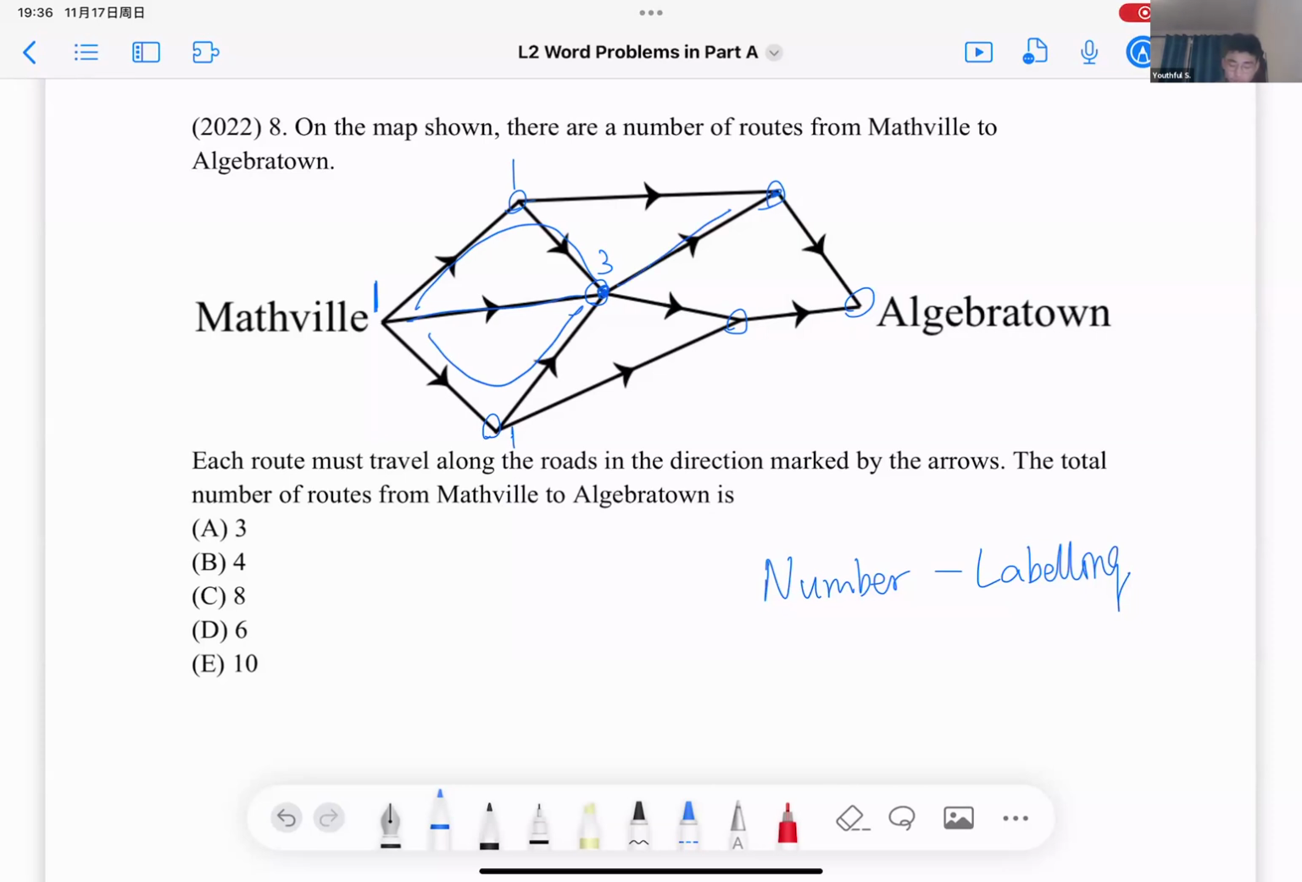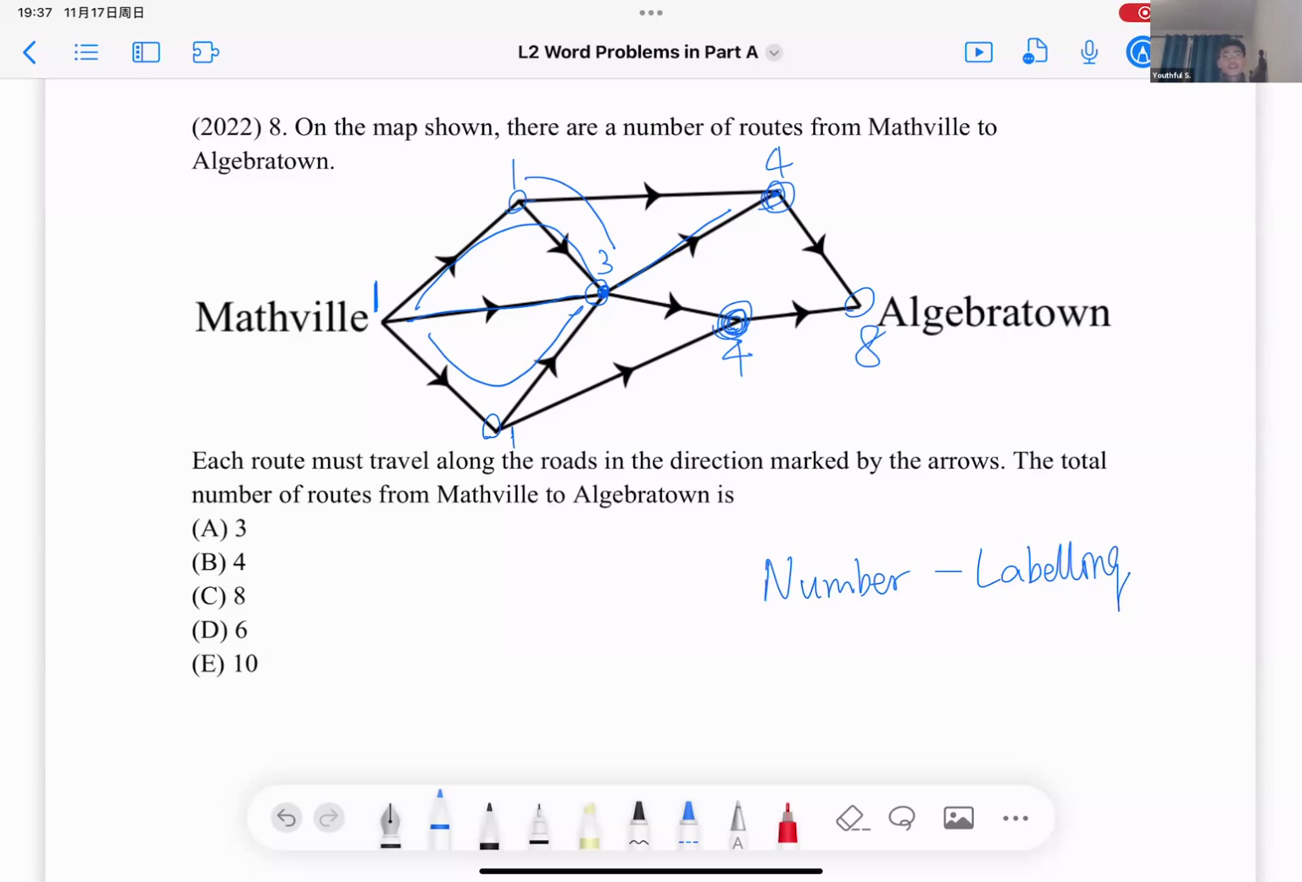So what we're going to do is add one and three, which gives us four. For this one right here, it's the same thing. It's also four. And what is 4 plus 4? Because you have four routes to go to this point and four to this point. So for the last point, you have 8 options in total. So it's 4 plus 4, which is 8. So the answer to this question is actually C.